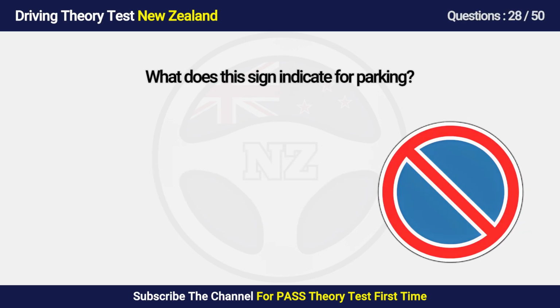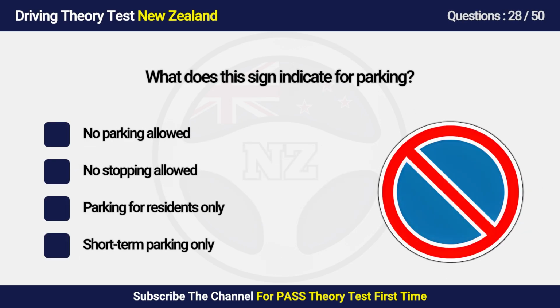Question 28. What does this sign indicate for parking? A. No parking allowed. B. No stopping allowed. C. Parking for residents only. D. Short-term parking only.